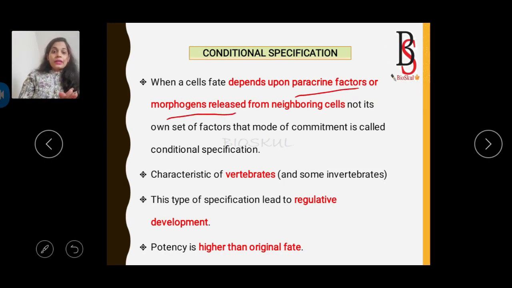This type of specification is characteristic of vertebrates and some invertebrates. This type of specification leads to regulative development. In regulative development, the development of the embryo depends on the surrounding environment. The surrounding environment regulates the development of the embryo, so it is called regulative development. And here the potency, or the ability to differentiate into different cells, is higher than the original fate.